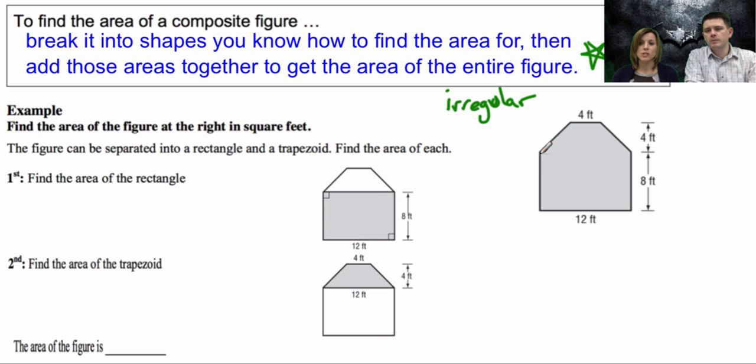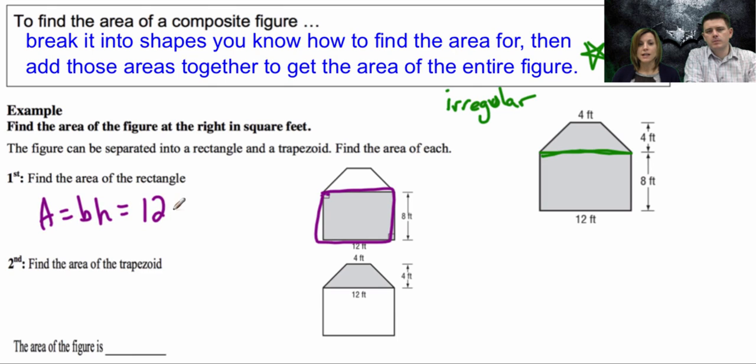We look at the entire shape right here. It looks kind of like a barn or a house where you've got the rectangle on the bottom and actually a trapezoid roof. So we're going to first find the area of that rectangle. So we're going to write our formula down. Area equals base times height. In this case, our base is 12, our height is 8, and we have a total of 96 feet squared.